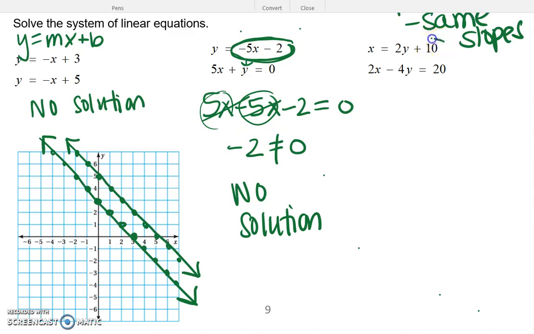Okay, for this last one, this is also set up to substitute since one variable is by itself. So I circled what x is equal to. x is equal to 2y plus 10. Go ahead and plug that in for x. And I want you to solve this one on your own once you finish watching this video. So come back to this one, put a star by it.